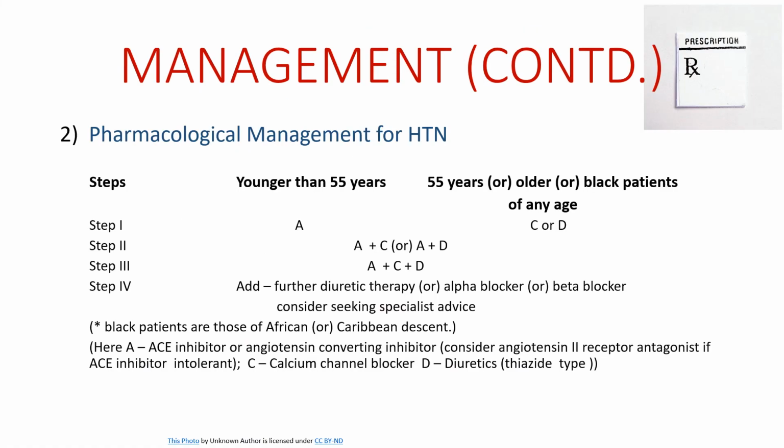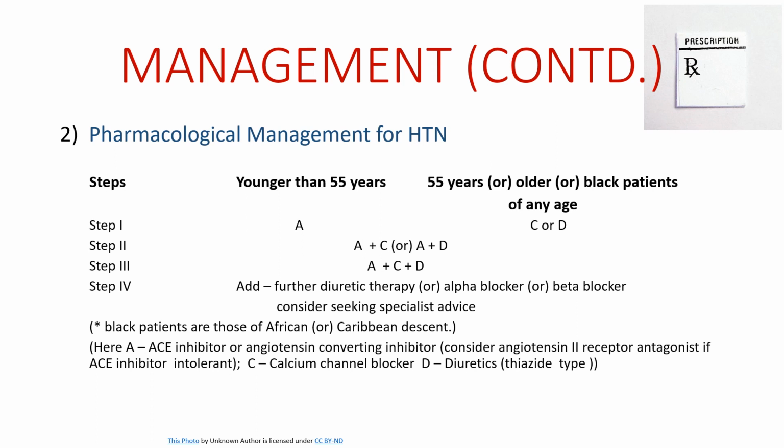The other way to manage hypertension is through the pharmacological way. And it has few steps. Let's discuss about those steps one by one. The step one is the first choice therapy, and it is for those hypertensive patients who are younger than 55 years. In these, the first choice for initial therapy should be an ACE inhibitor or an angiotensin 2 receptor antagonist if the ACE inhibitor is intolerant. If aged 55 years and over or black patients of any age, the first choice for initial therapy should be either a calcium channel blocker or a thiazide type diuretic.